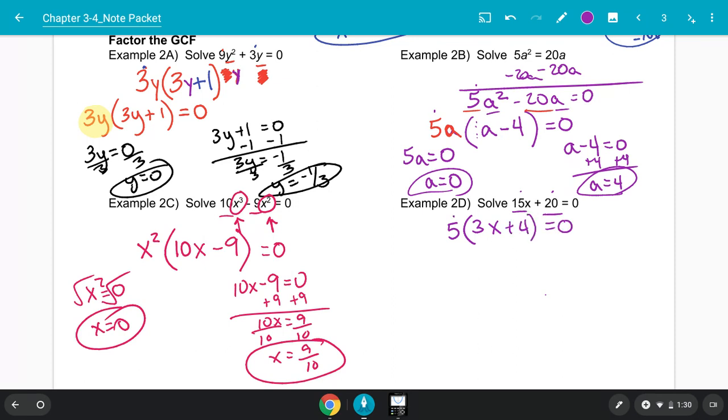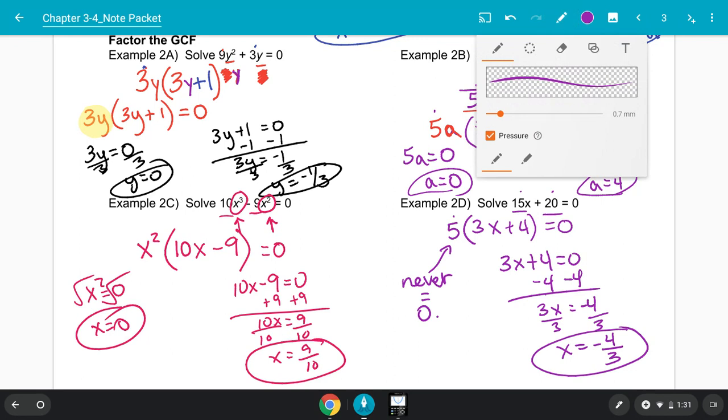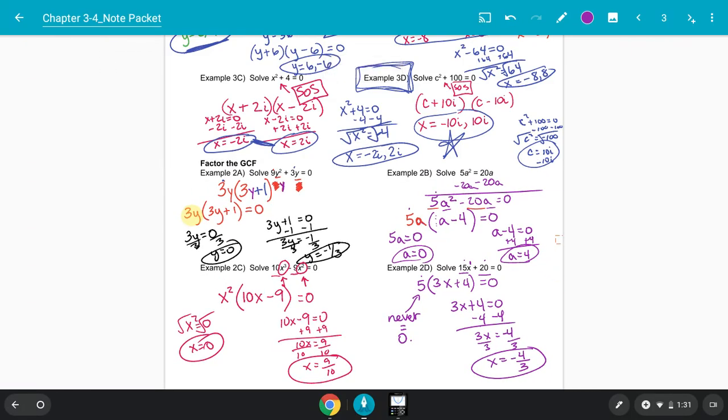Again, you can always double check to see if you factored it correctly. This can never equal 0. So we can't set that piece equal to 0. All we need to do is go 3x plus 4 equals 0. Minus 4, minus 4. 3x equals negative 4. Divide by 3, divide by 3. X equals negative 4 over 3. And that is the only option, which makes sense because this equation is to the power of 1 up there. It's a linear equation. All right, so that is the end of lesson 3.4.